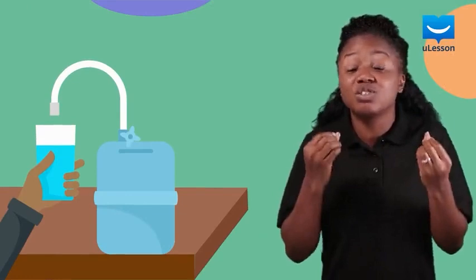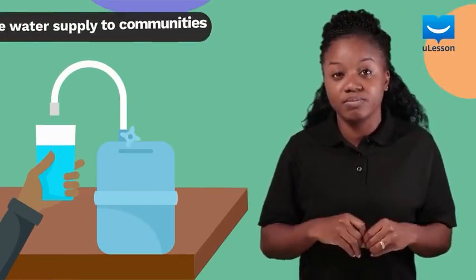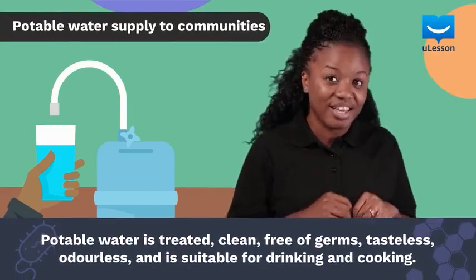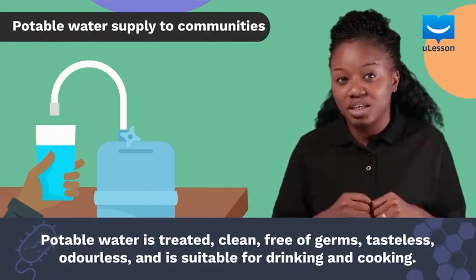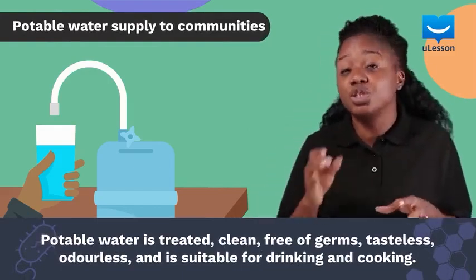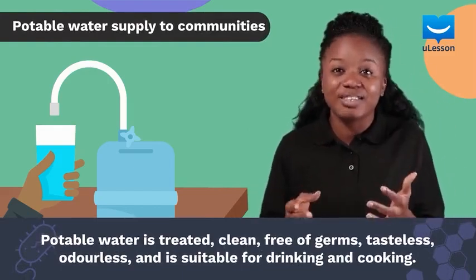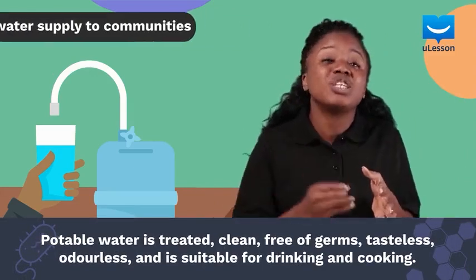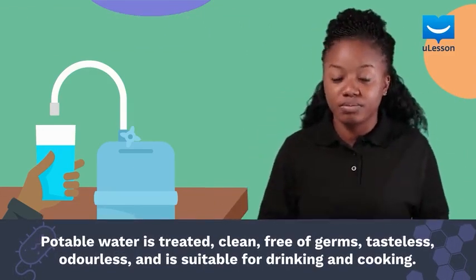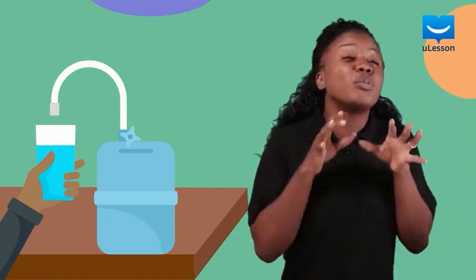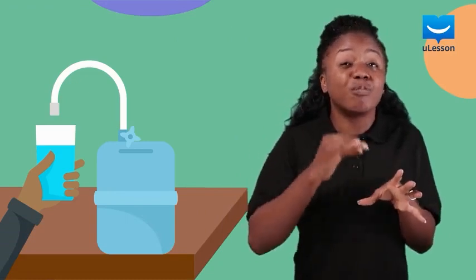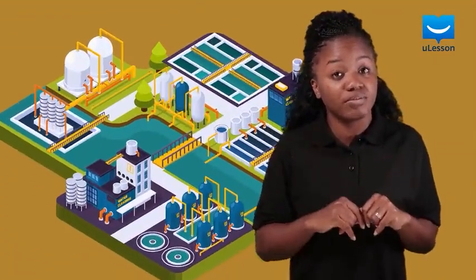First, remember some disease-causing organisms are transmitted through water. So communities must have an adequate supply of potable water. Potable water is water that is treated, clean, free of germs, tasteless, odorless, and is suitable for drinking and cooking. Some communities have a regular supply of potable water from the authorities.